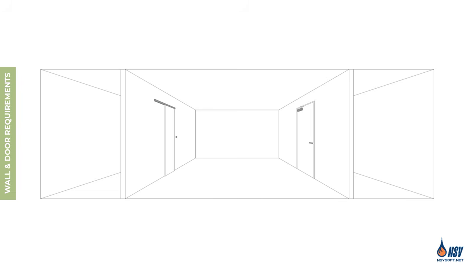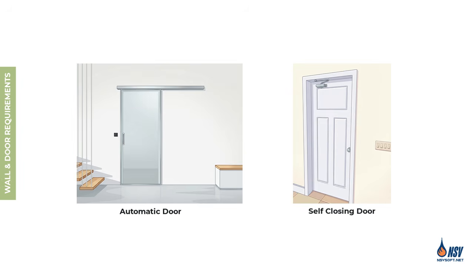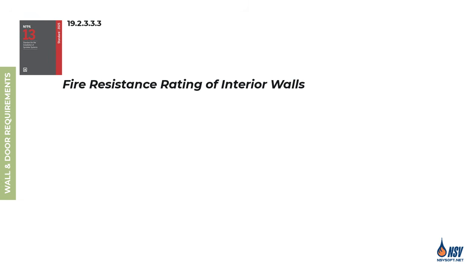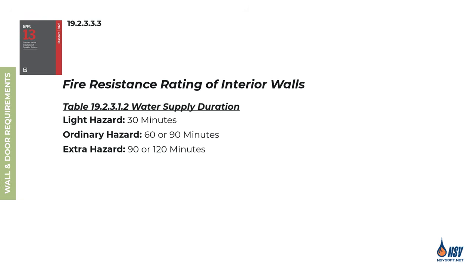The core principle behind the room design method is the assumption that a fire can be contained within the room where it starts. Because of this, the interior walls and doors must provide sufficient fire resistance, and the doors must be automatic or self-closing. Section 19.2.3.3.3 requires that all interior walls enclosing the room have a fire resistance rating equal to the water supply duration specified in Table 19.2.3.1.2. For light hazard occupancies, this duration is 30 minutes.